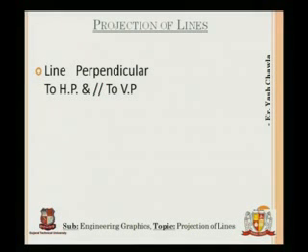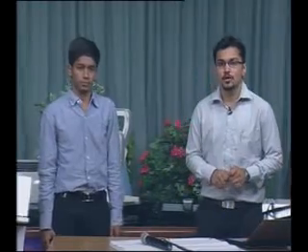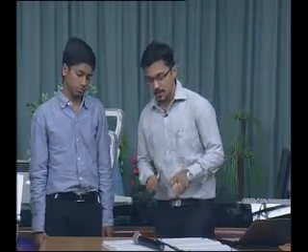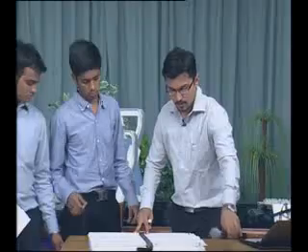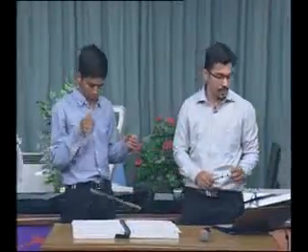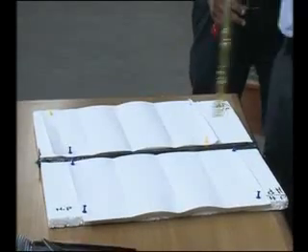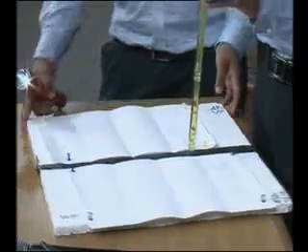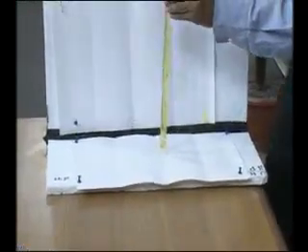The line is perpendicular to HP and parallel to VP. So how are we going to draw it on paper? That we are going to see, and we will draw one of the conditions on paper. We will demonstrate it live, and then we will go to the animation and see how the whole thing looks. We will assume the first quadrant, and we will assume a line in the first quadrant, parallel to VP and perpendicular to HP.